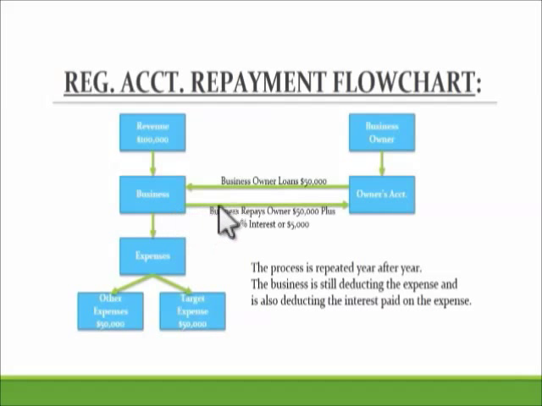From cash flow, your business now repays you, the owner, the $50,000 plus 10% interest, or $5,000. This process is repeated year after year. The business is still deducting the expense and is also deducting the interest paid to you on that expense.